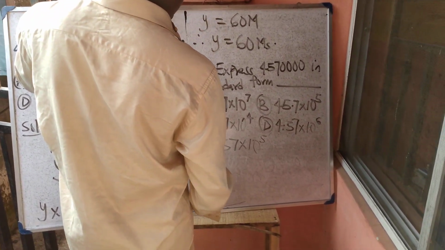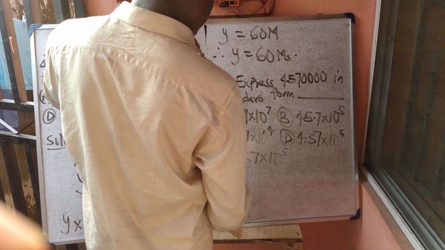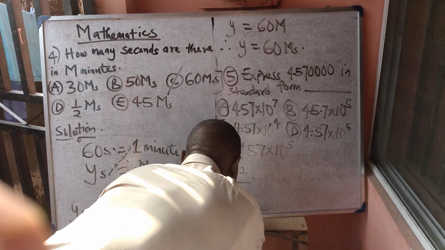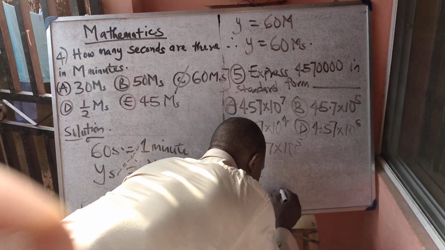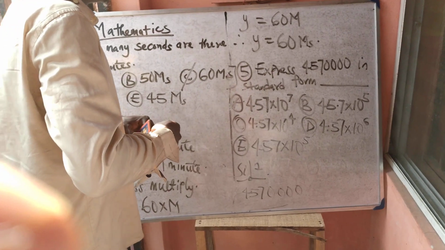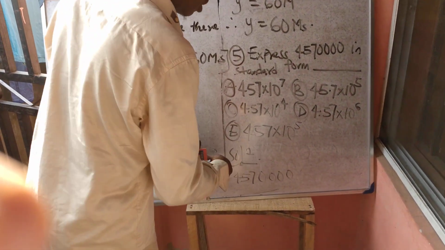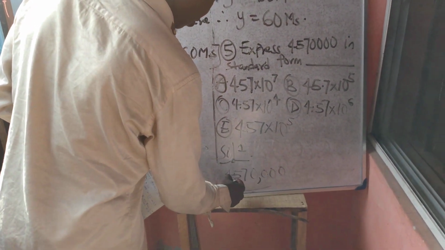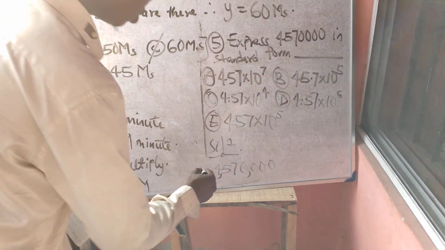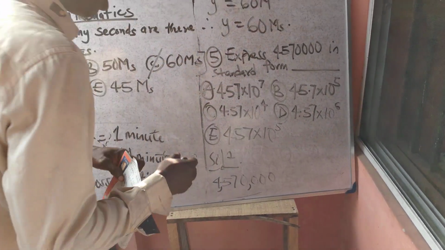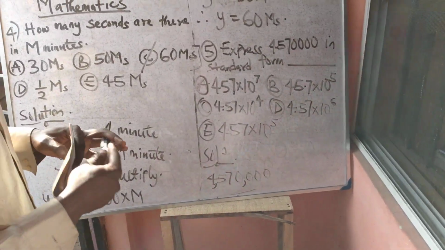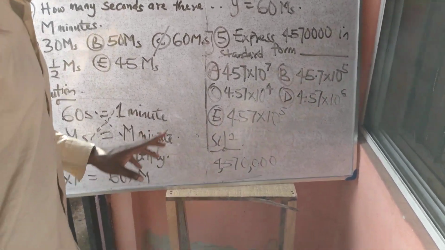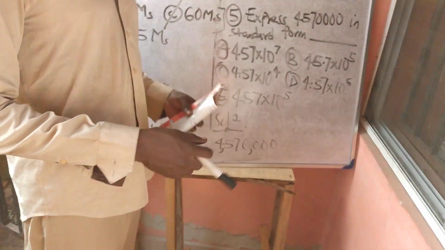Okay, let's look at that question solution. The number is 4,570,000. If you have to call this number in words, how do you call it? Let's have 1, 2, 3, 3 zeros. This will be 4,570,000. So how do we convert 4,570,000 to standard form?